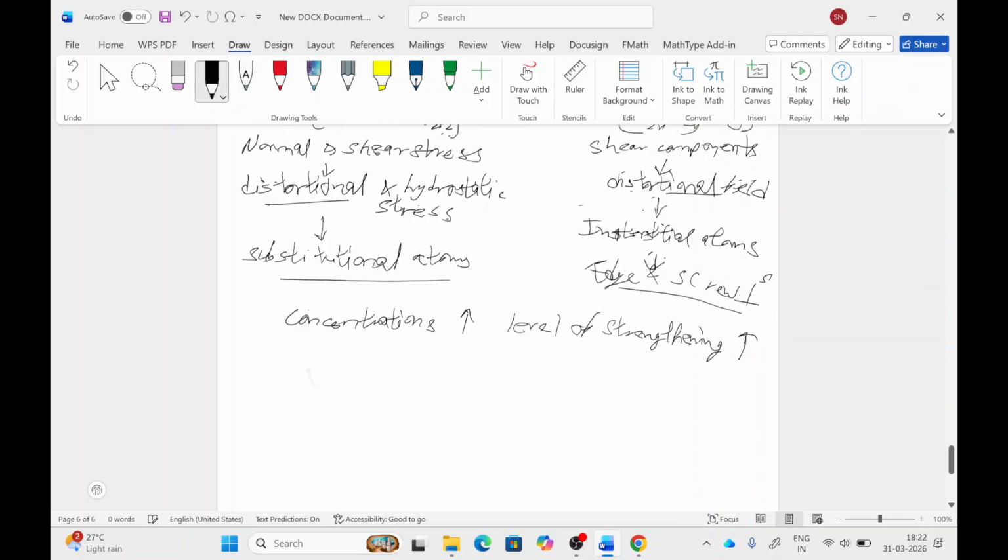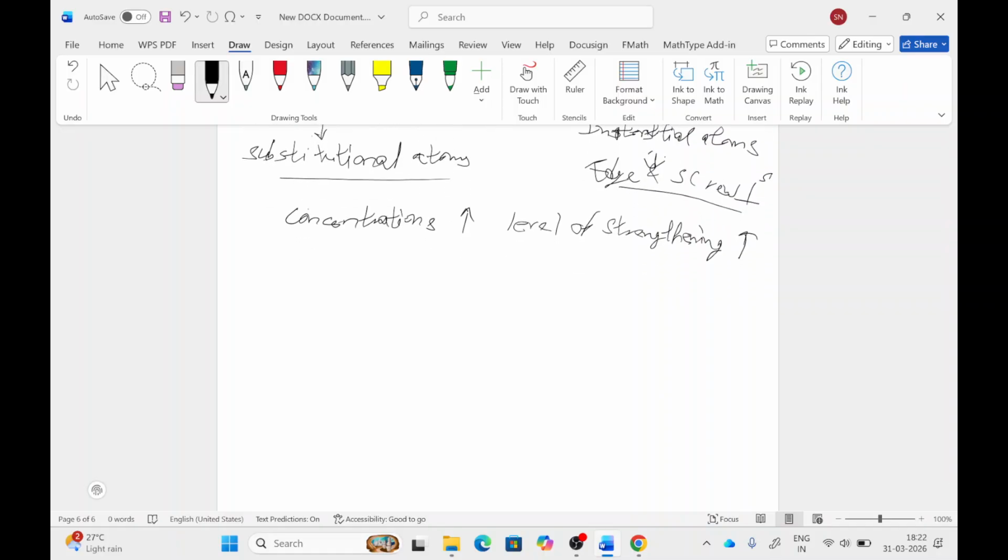Okay. Next is grain boundary strengthening. Grain boundary strengthening means the effect of grain size. We can understand the basic phenomenon of grain boundary strengthening from a grain boundary.